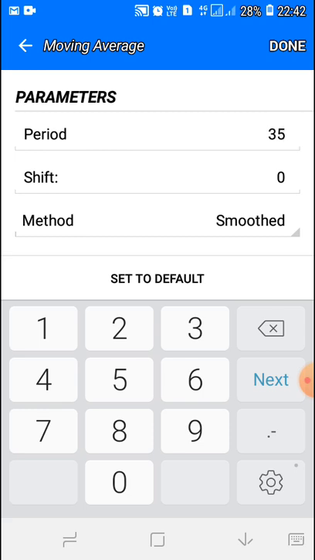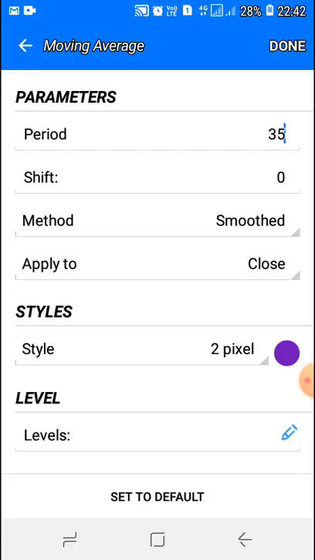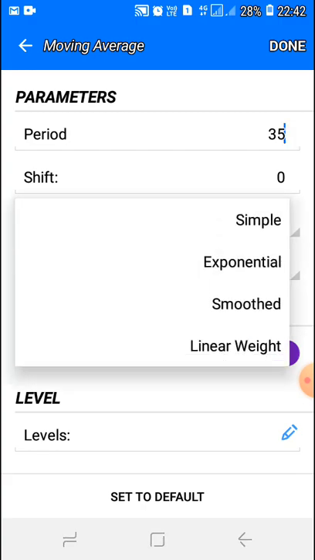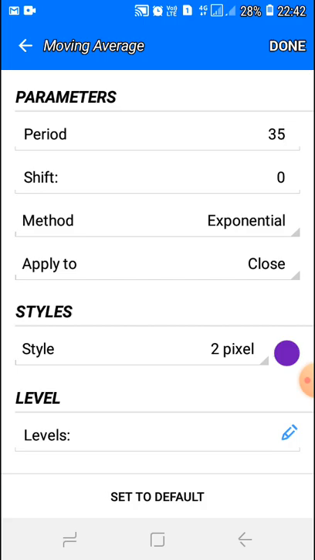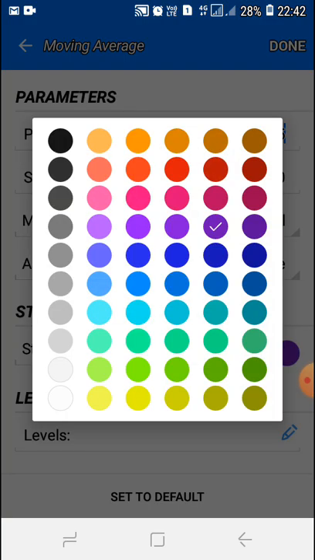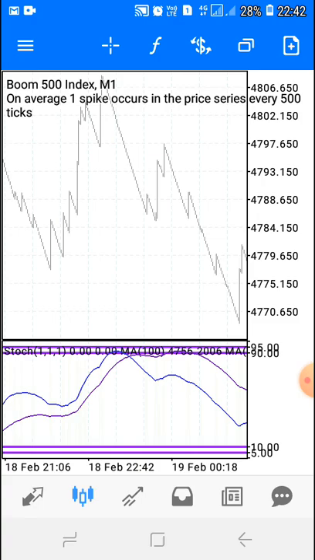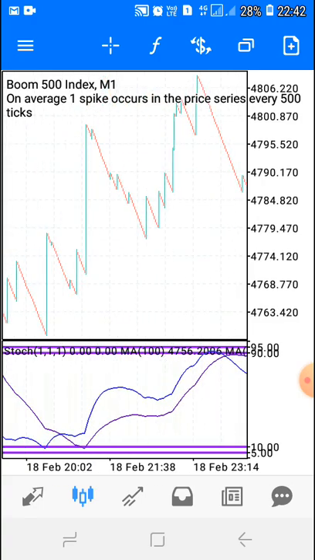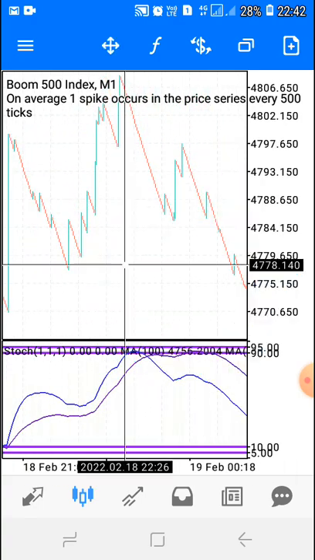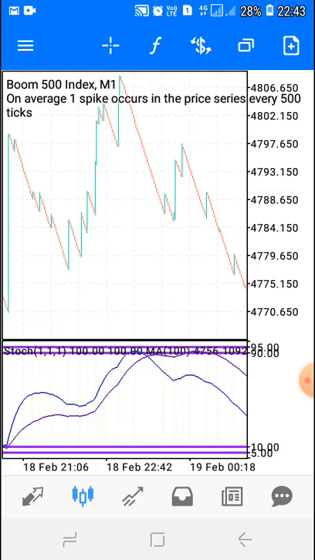So the first moving average you're going to add after the 100 moving average is our 35 moving average. Make sure that the parameters are like this. The period should be 35, shift zero, method exponential, apply to close, styles 2 pixel, purple, no, you change it to blue. So you guys can see we have our moving averages over here, the 35 moving average and the 100 moving average.